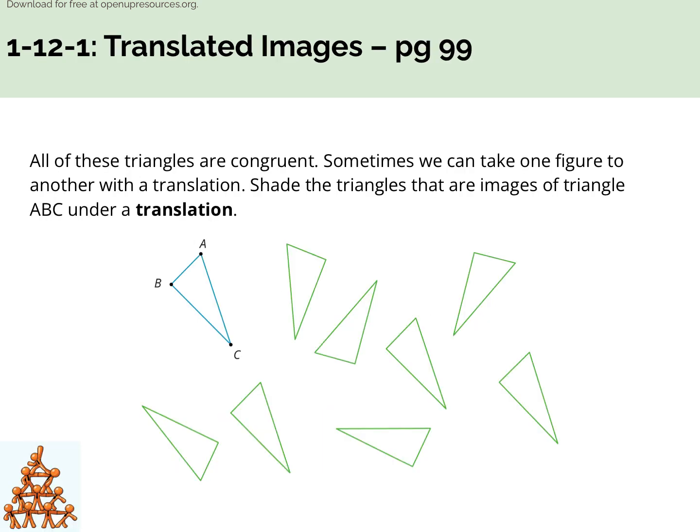All right, so let's go ahead and turn to page 99. What we want to do, it says all these triangles are congruent. Sometimes we can take one figure to another with translation. Okay, remember what translation is, right? And then we are going to ask each other which one of these are going to be done underneath translation. So go ahead and pause, answer that question, and then come back to me.